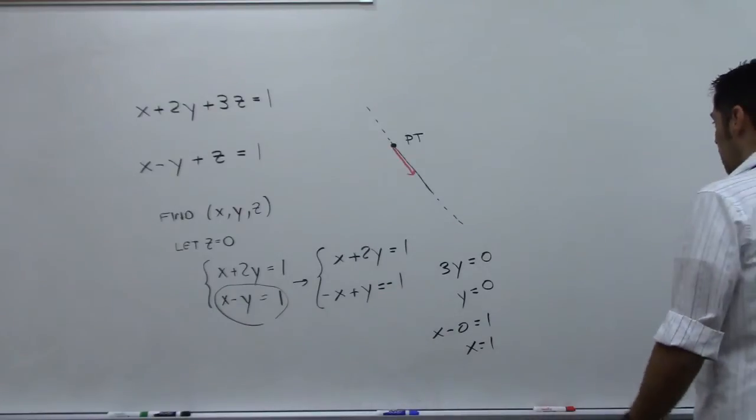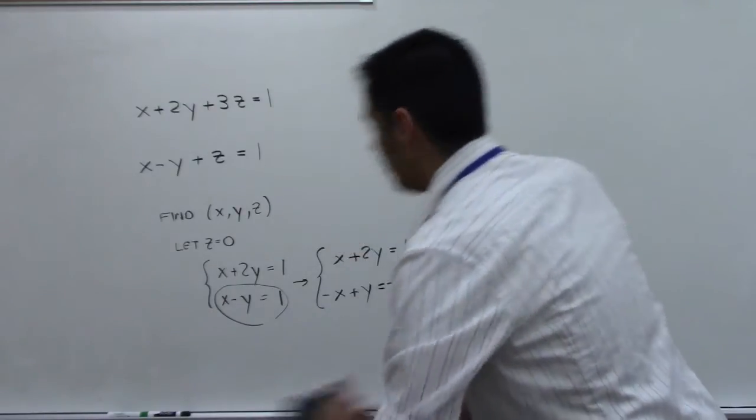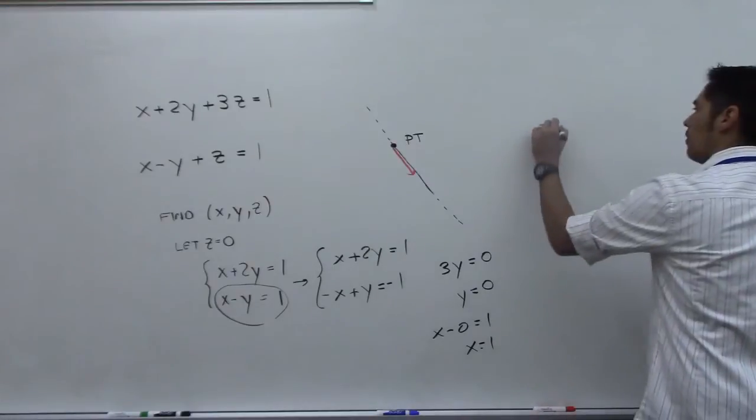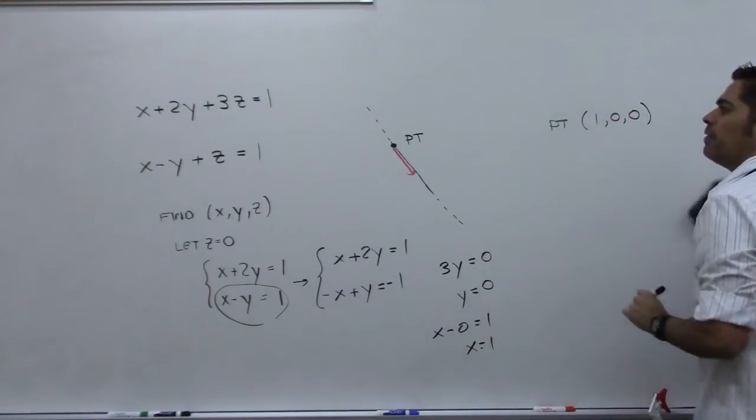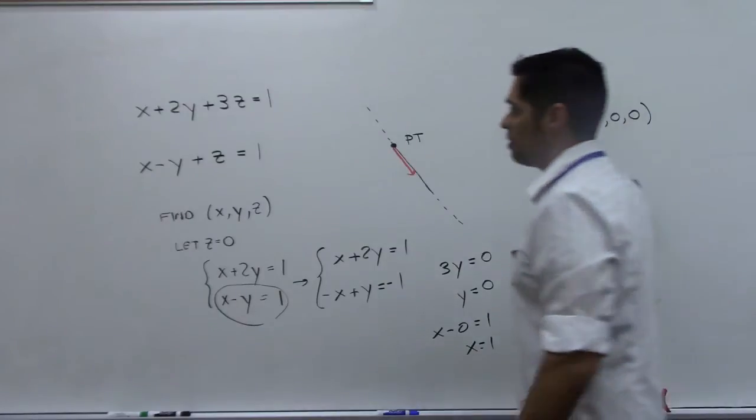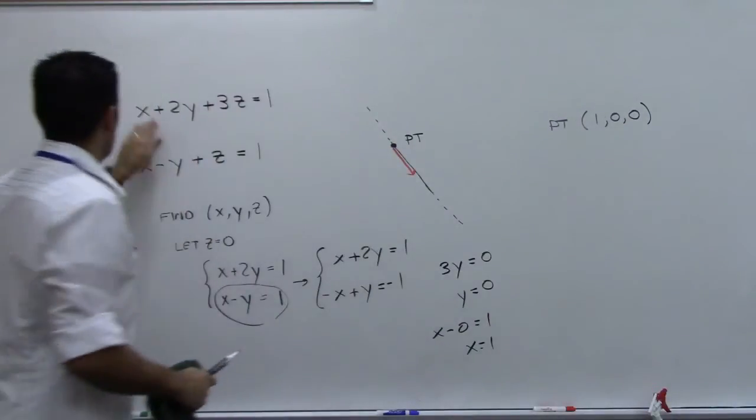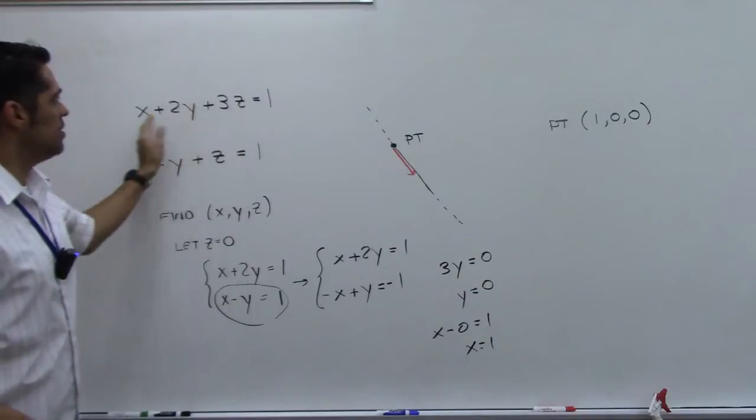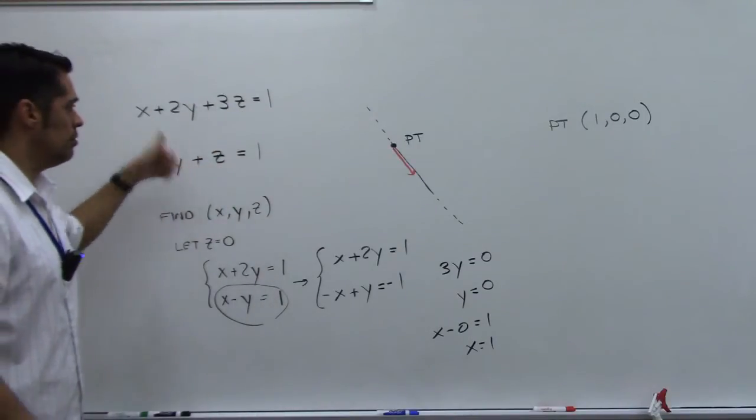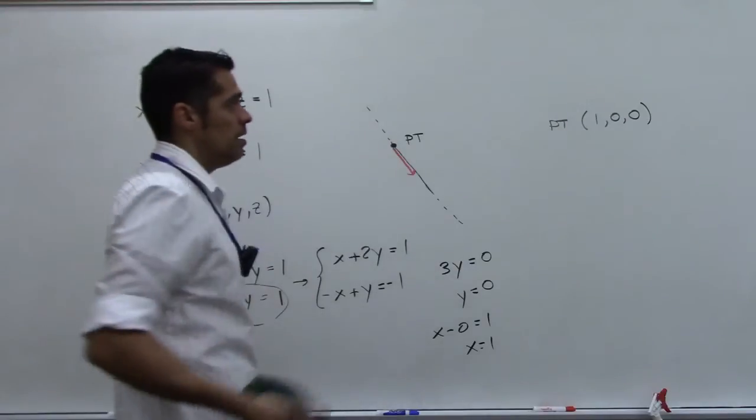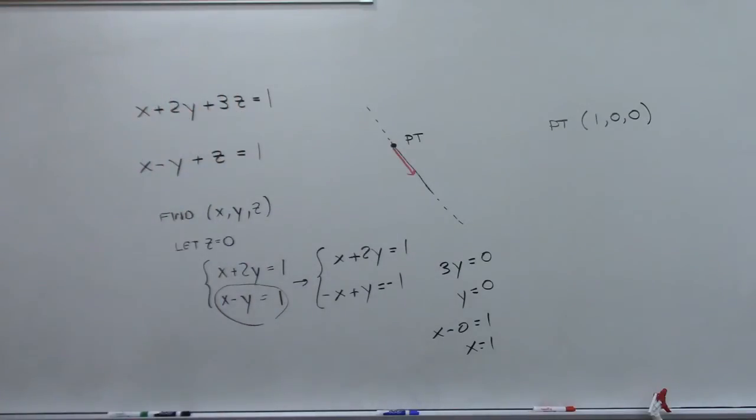So according to what I've done here, the point 1, 0, 0 should live on both planes. So let's just check it. If I plug in 1, 0, 0, is that true? Yes. So that point lives on the line of intersection of those two planes.